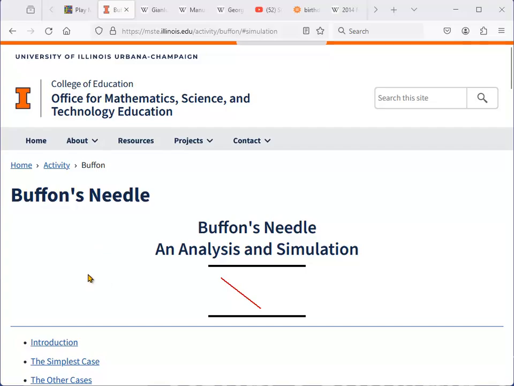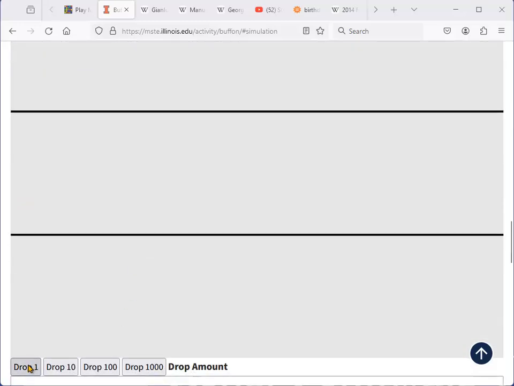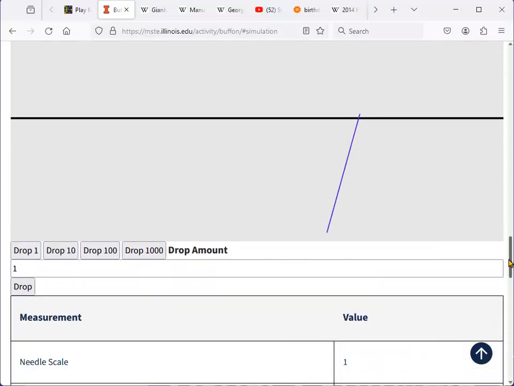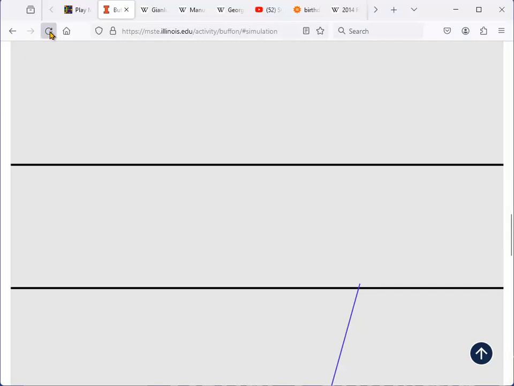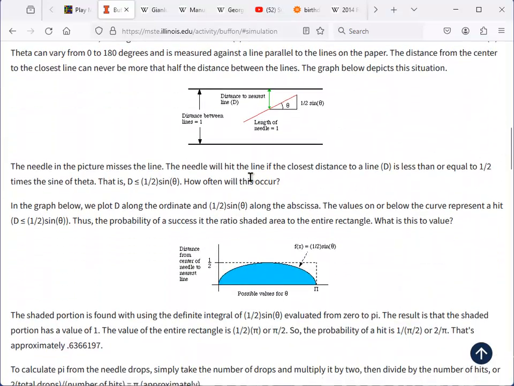So Buffon's needle, and this is where you drop the needle onto these parallel lines here, and this is how you do it. So there's a needle, and if it crosses, then you say it's a hit, and if it doesn't, it's not, and then you keep track of all the crosses and so on in this little table here. And what I'm going to do is I'm going to actually reload it here. And the theory part is toward the top. It does say something about calculus here, how it's doing that.